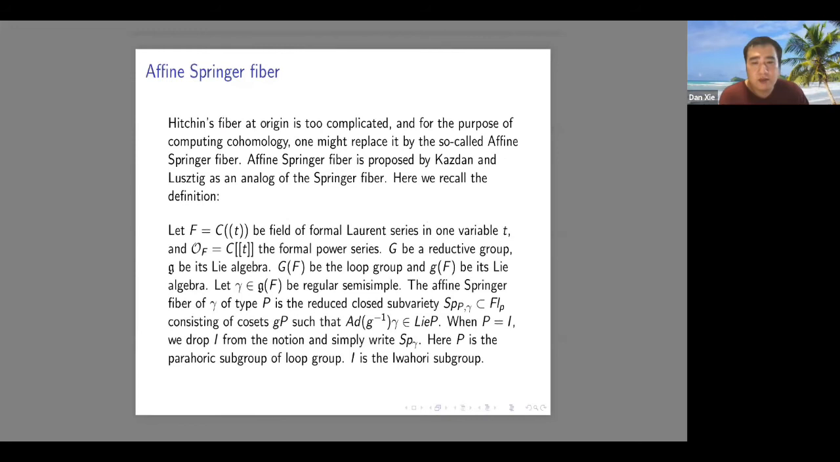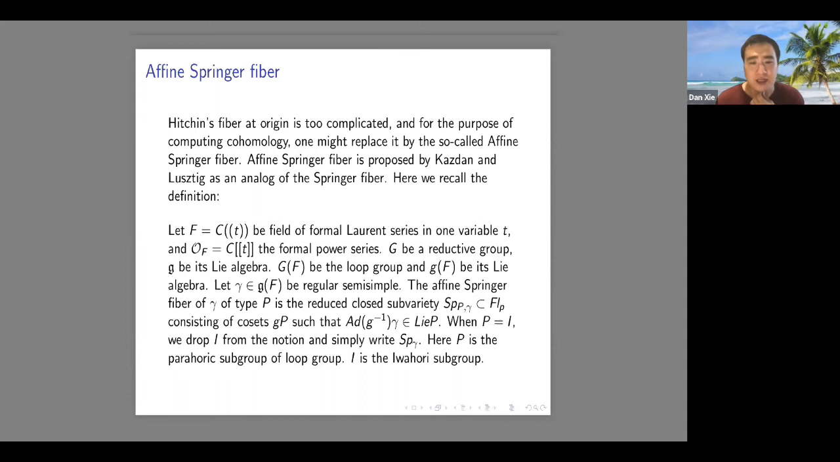And then we find the use of this affine Springer fiber. As I said, Hitchin's fiber at origin seems too complicated. And for the purpose of computing cohomology, one might replace it by the so-called affine Springer fiber. Affine Springer fiber was proposed by Kazhdan and Lusztig as the analog of the Springer fiber. And the link between Hitchin fiber and the affine Springer fiber, I think, is probably due to Yun. I don't know much about that work. But here I simply recall the definition of affine Springer fiber.